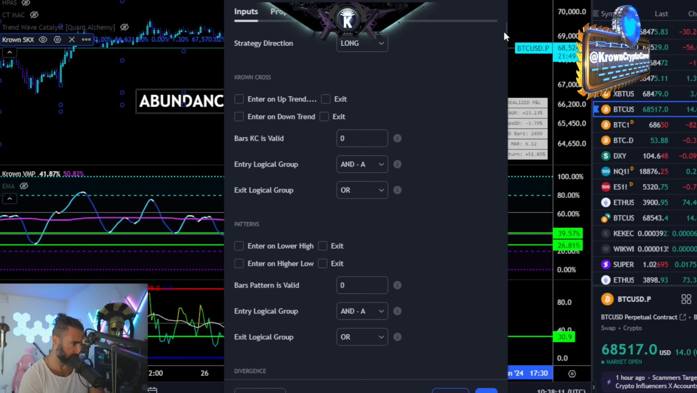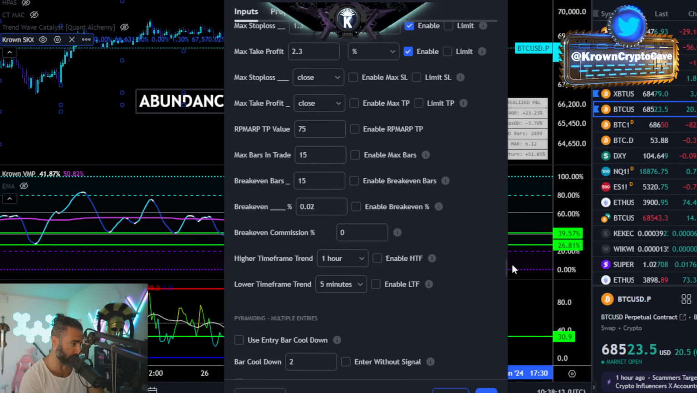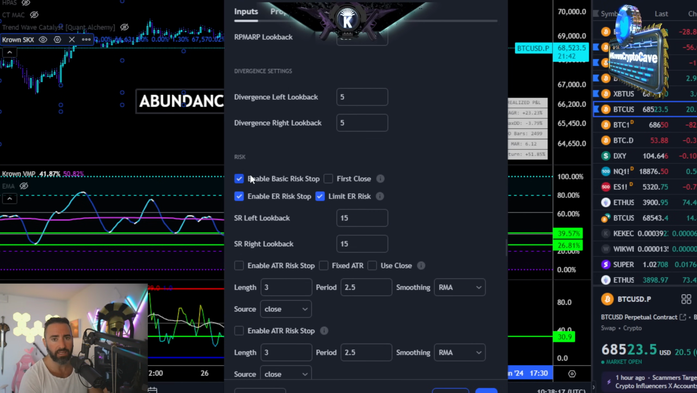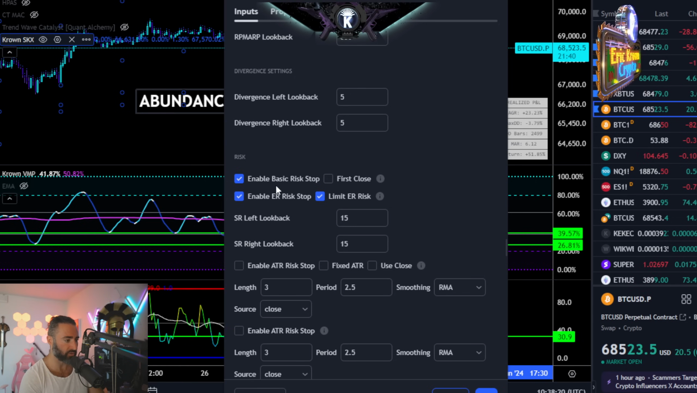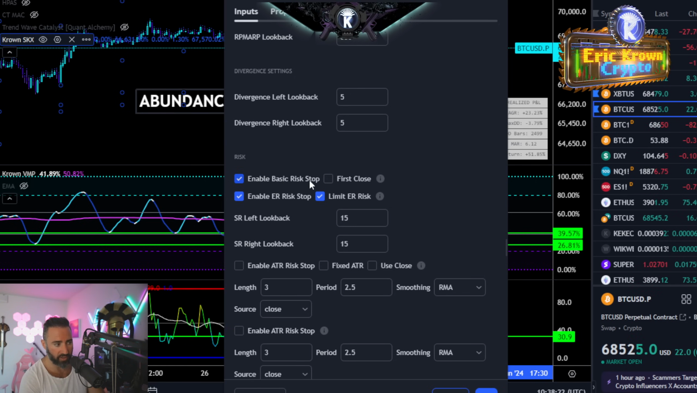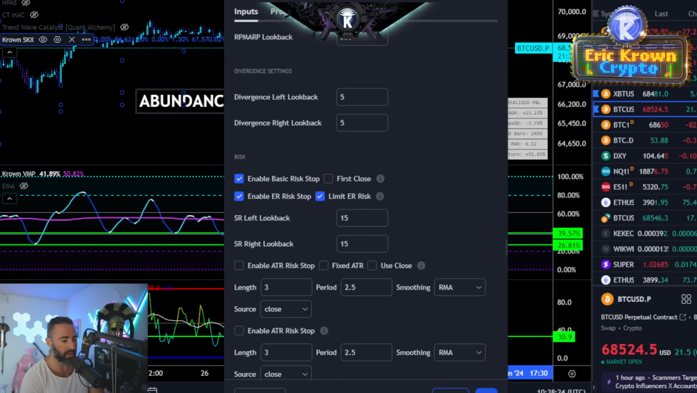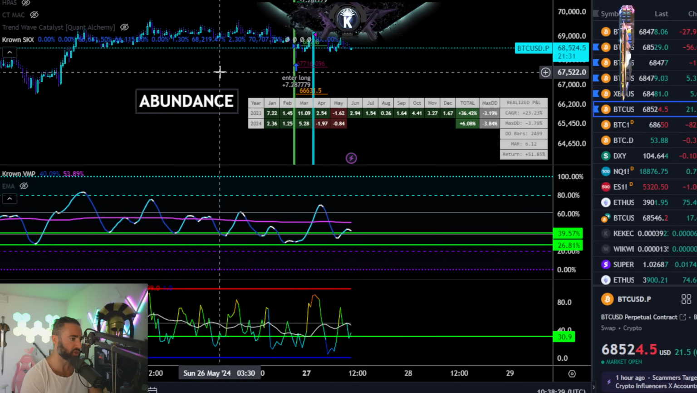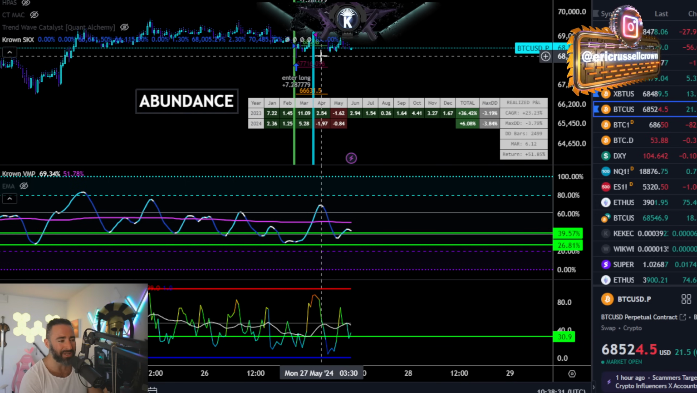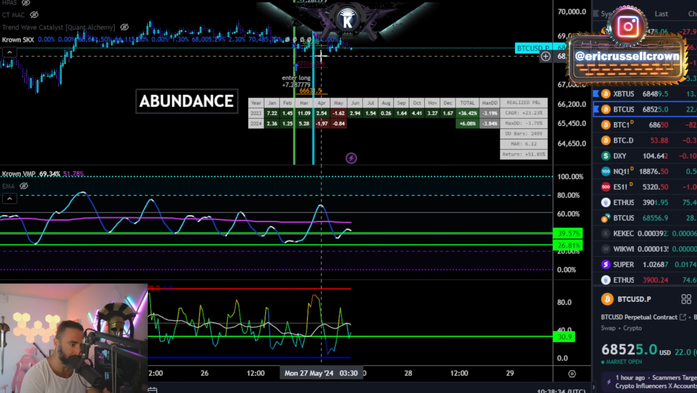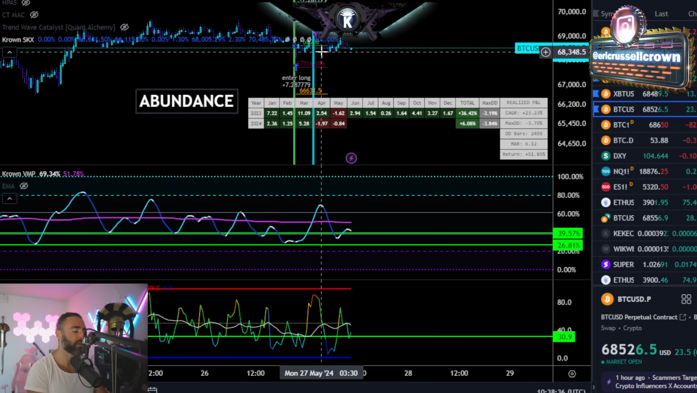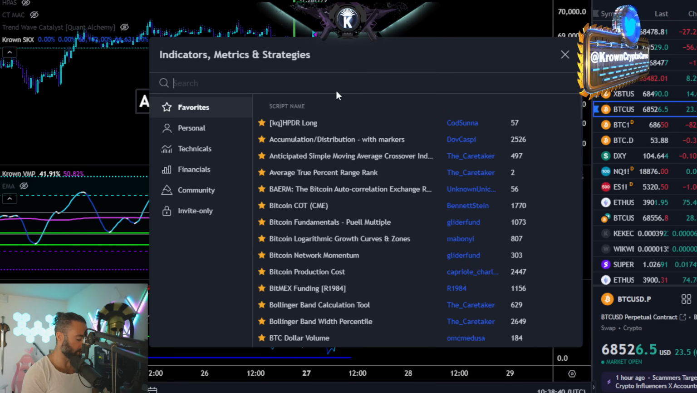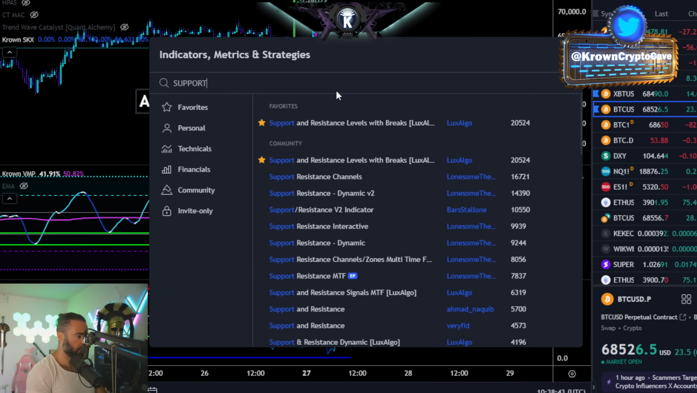And then there's one last thing here. We do have a general risk management criteria, what we refer to in the Krown Qual automation service as the basic risk stop or the emergency risk stop. These are fancy words for just horizontal lines of support and resistance, which you can get pretty much the same, not exactly the same, slightly different logic, but very, very similar logic to that with the Lux Algo support and resistance. So let me actually just plop it up right there.